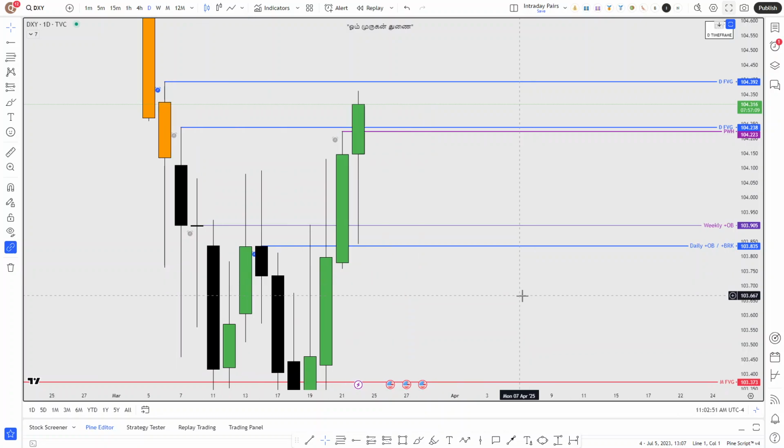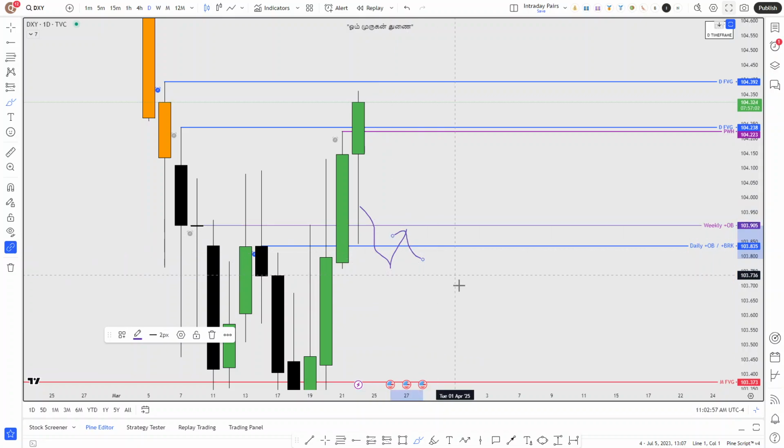So initially we were expecting price to tap this bullish OB and form a 1 hour CSD here. We know the time frame alignment, right? If it is a weekly, it will be a 4 hour CSD confirmation. If it is a daily, it will be a 1 hour CSD confirmation. So here this is a daily key level, so we need to confirm the reversal with a 1 hour CSD, 1 hour change in state of delivery. That is what we were initially expecting today morning.